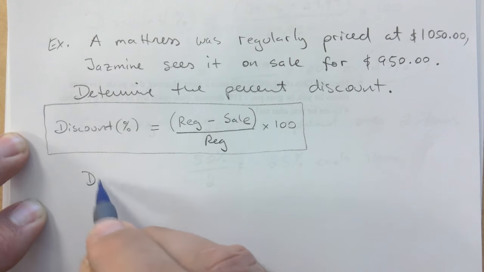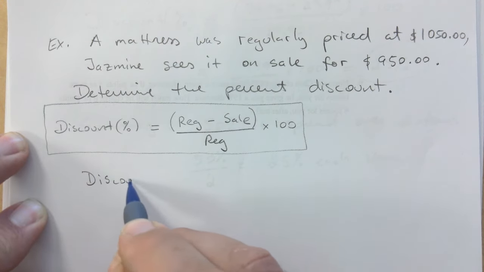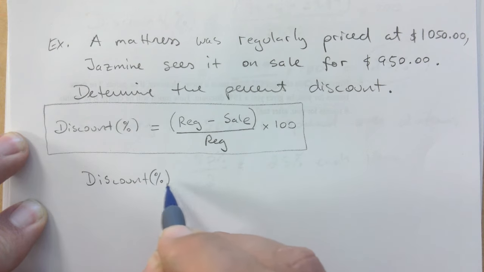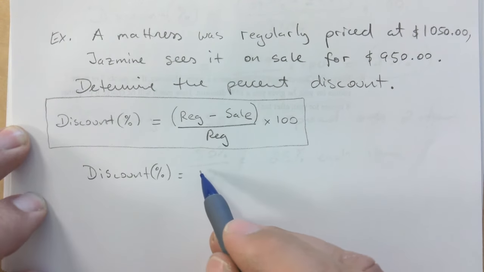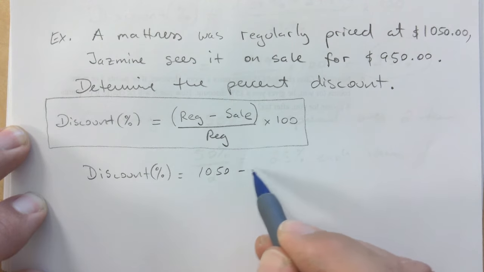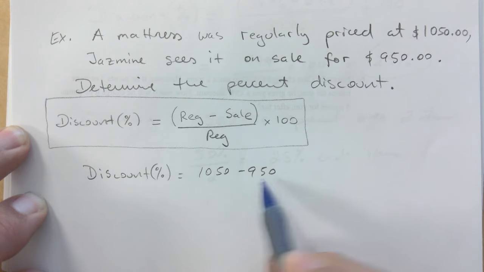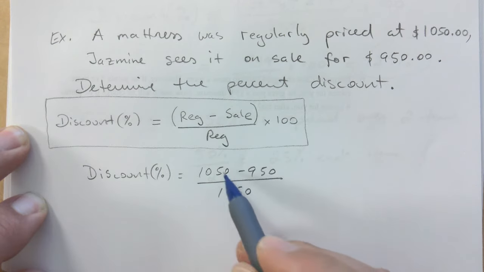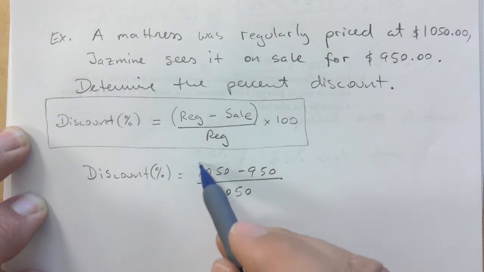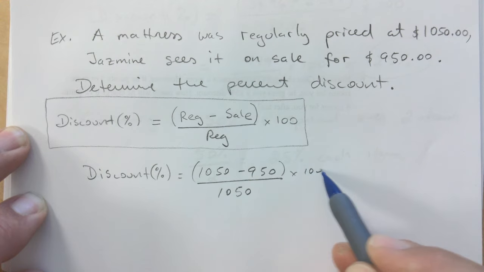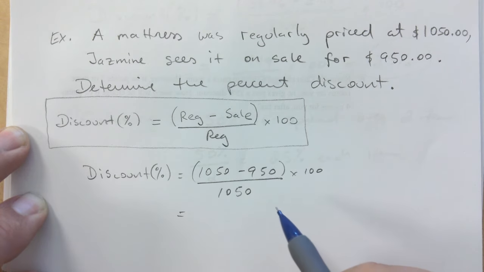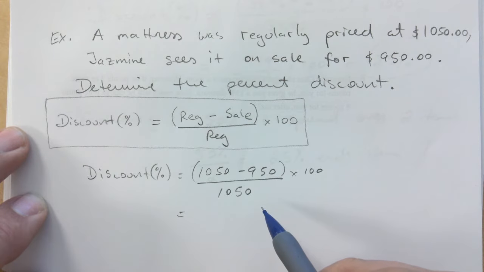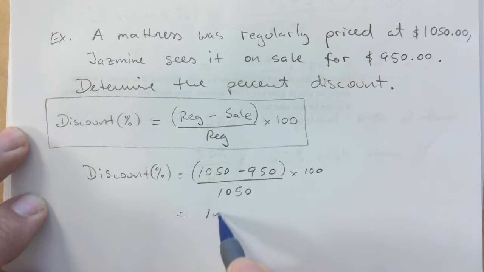So discount as a percentage. The regular price was 1,050. It's on sale for 950, over 1,050. So notice how the 1,050 shows up twice, times 100. And that is $100, right? This minus that is $100.